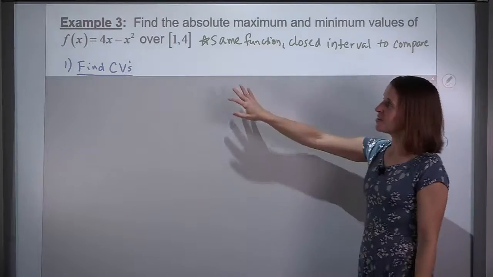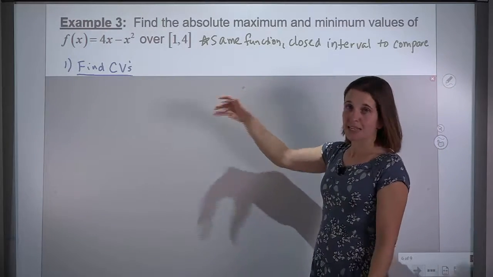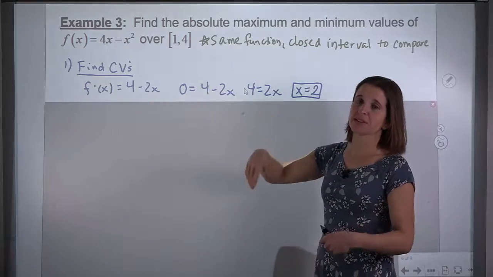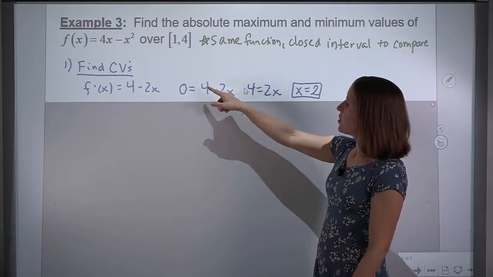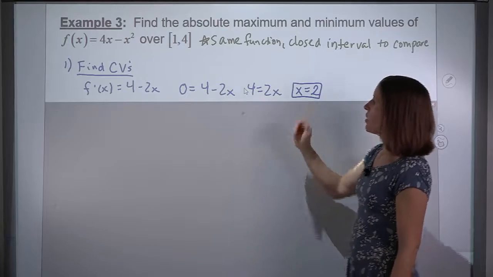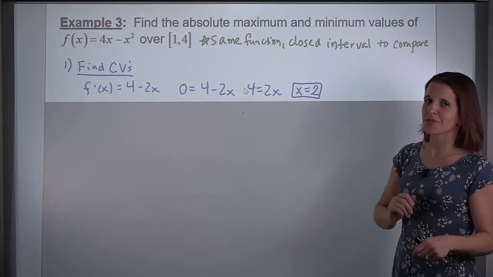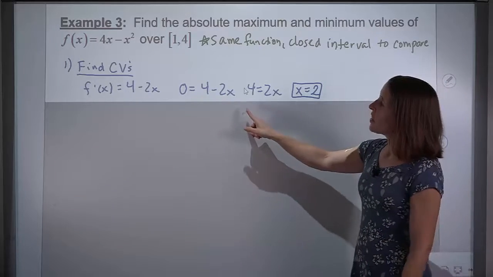First step, as always. So to find critical values, I need to take the derivative. I would get 4 minus 2x. Think about the does not exist kind, but there aren't any. And so I have 0 equals 4 minus 2x. So I'm solving, dividing by 2, and I get that x equals 2. We're not surprised because we've already done this, right? So that is my critical value.